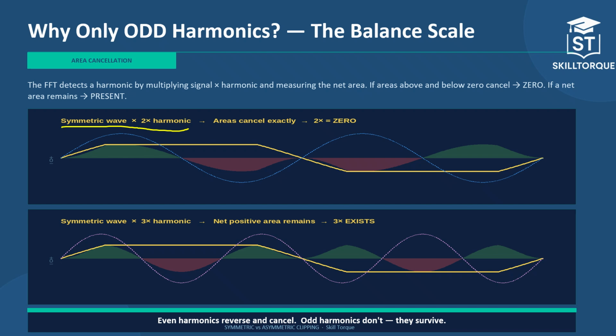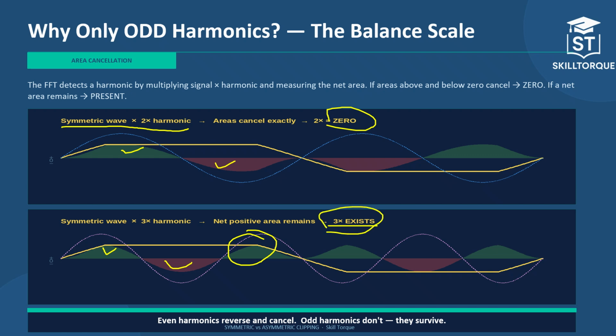If the area above and below the center line cancel each other perfectly, there will be no harmonic, because the net area is 0. And if some net area remains, or there is any difference between the area above the center line and below it, the harmonic will be present in the spectrum. Just think about a weighing scale. If it balances equally, you will not see any harmonic, the harmonic is absent. But if one side outweighs the other, there will definitely be a harmonic.